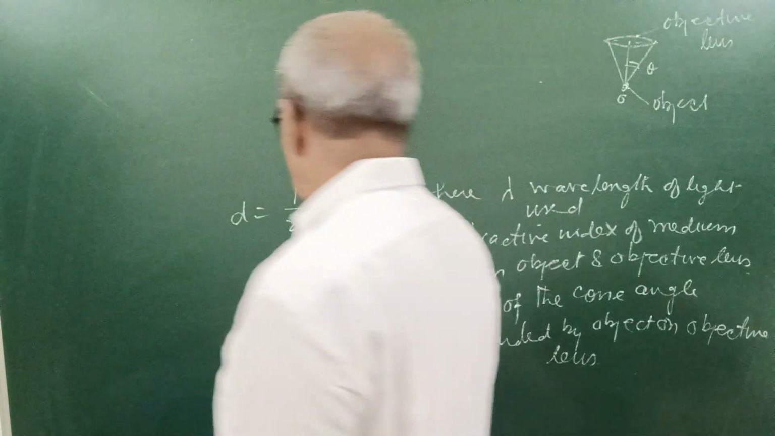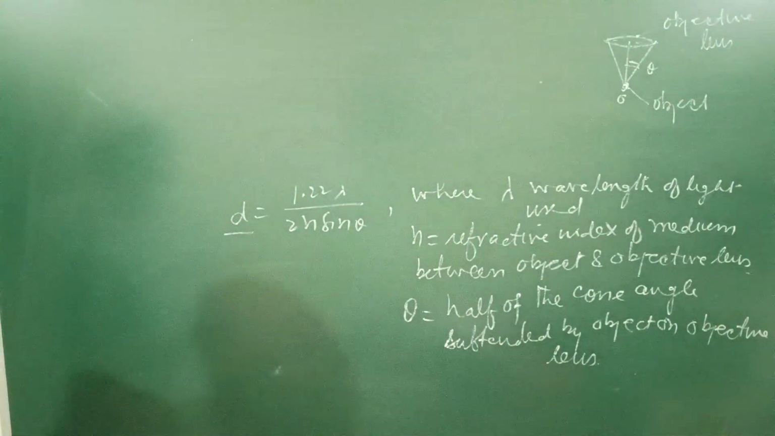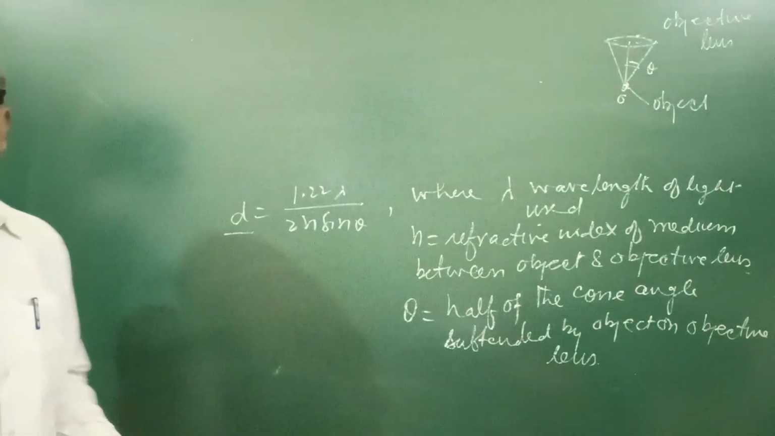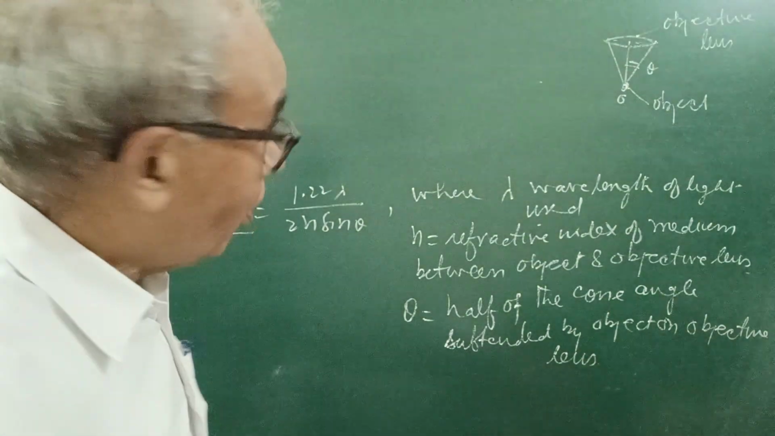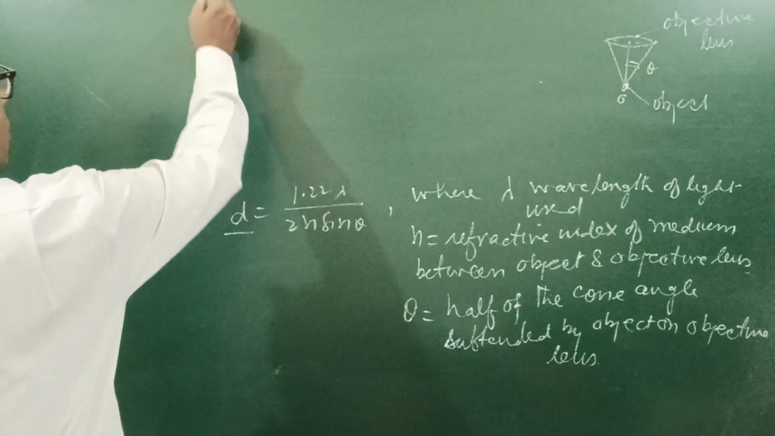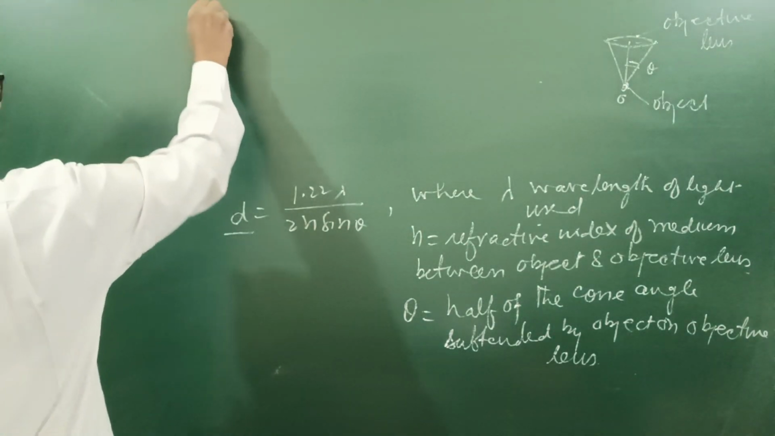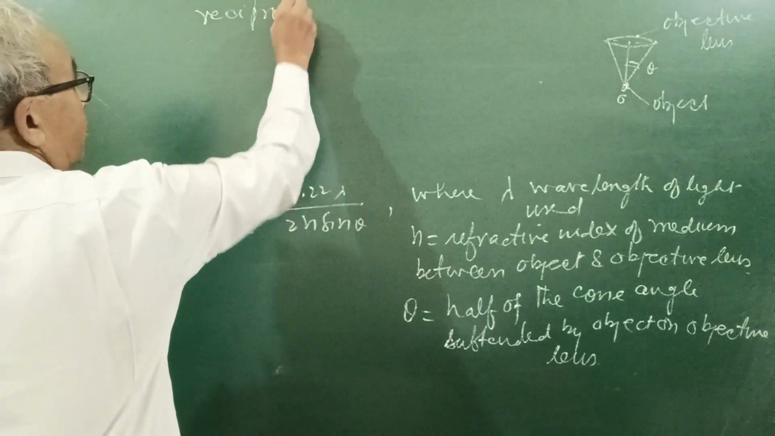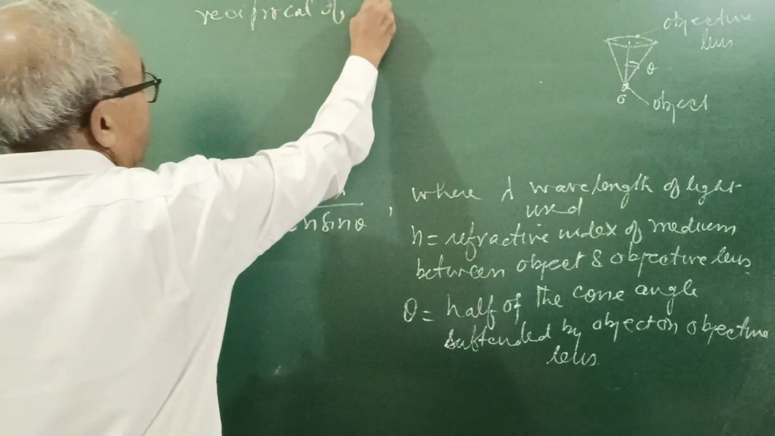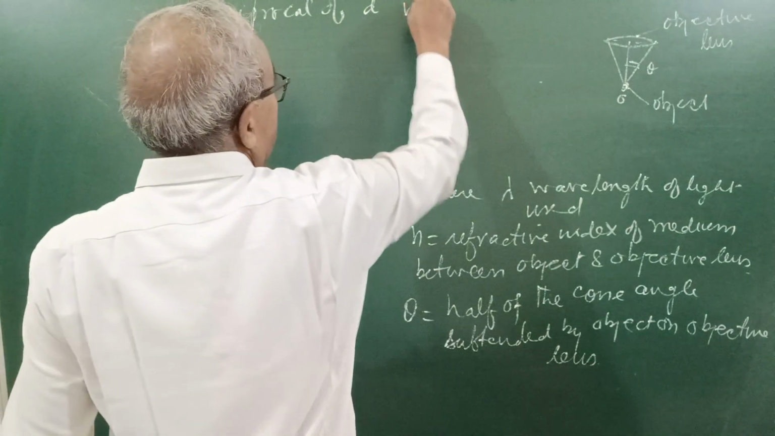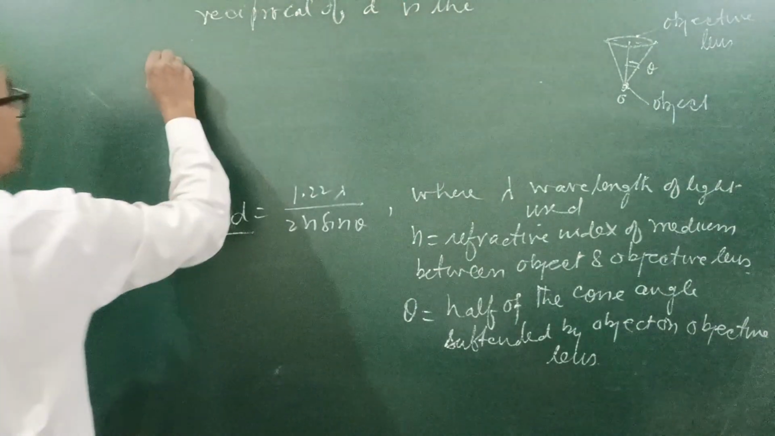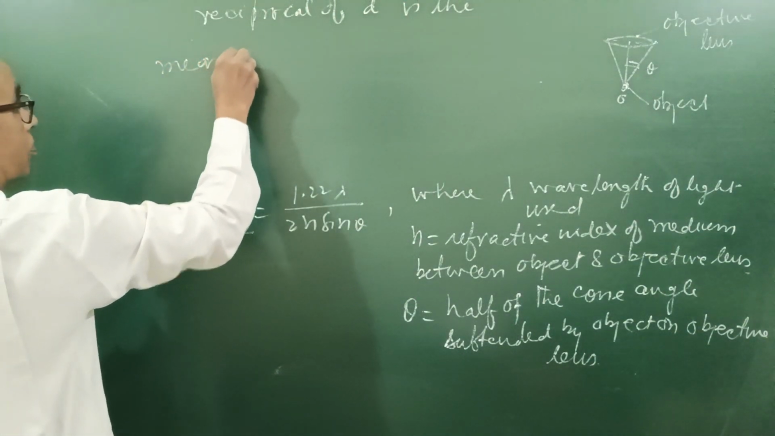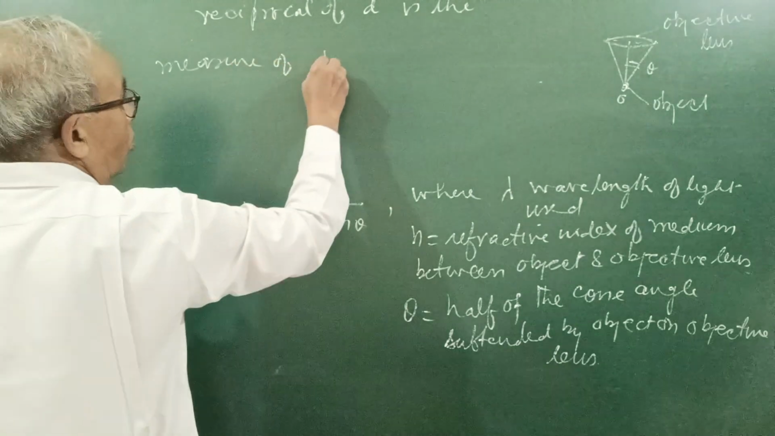So the smaller the distance d, the larger the resolving power. So the reciprocal of d, in fact, is the measure of resolving power.